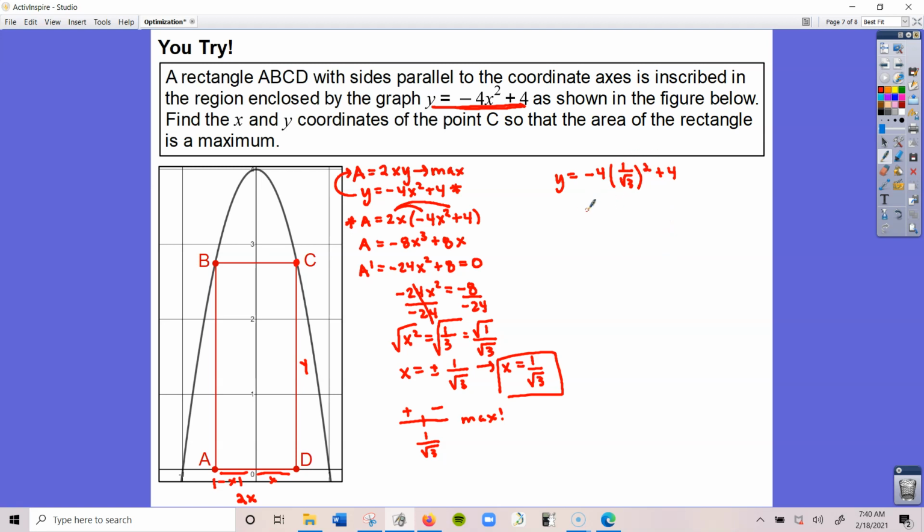So let's apply the exponent. We get negative 4 times 1 over 3 plus 4, which gives me negative 4 over 3 plus 4. I have to put this over 3, so I have to multiply this by 3. And that gives me negative 4 over 3 plus 12 over 3, which is equal to 8 over 3. So my coordinates for point C are going to equal 1 over the square root of 3, comma, 8 over 3.